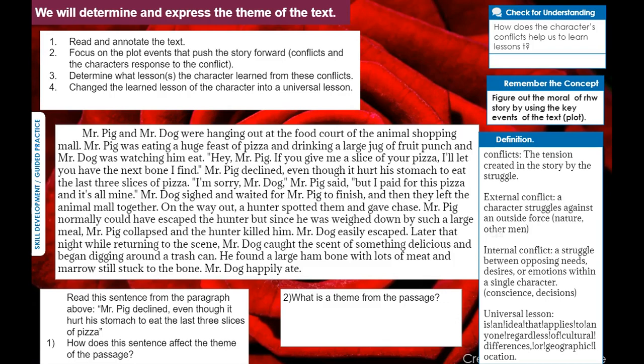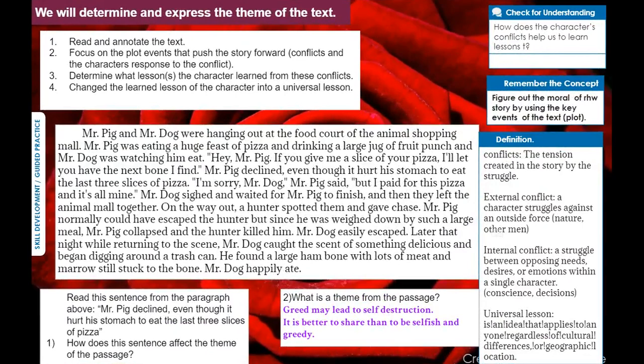Well, what did we see? What was the conflict? Mr. Dog wanted a piece of pizza. Mr. Pig was like, mm-mm, I ain't giving it to you. And so he ate it all, despite how he felt, despite the fact he was being sick. So we can say that he was kind of being greedy, right? So what was the theme though?